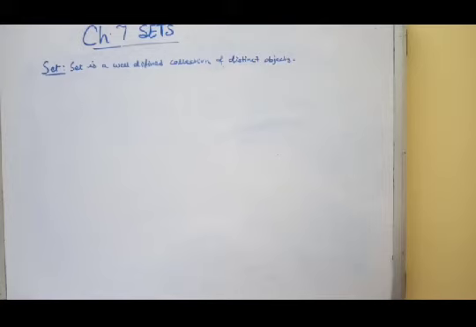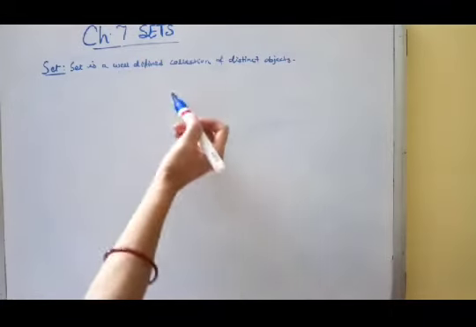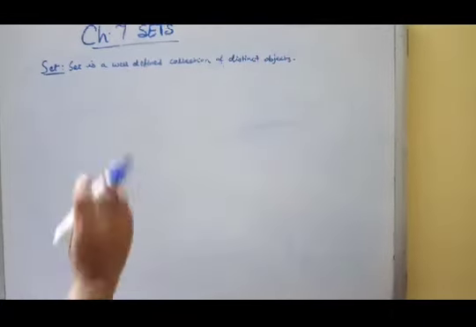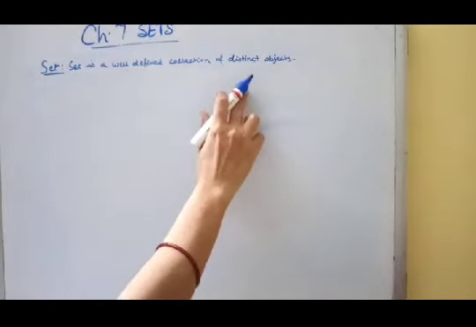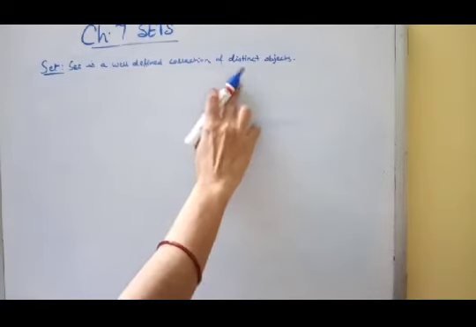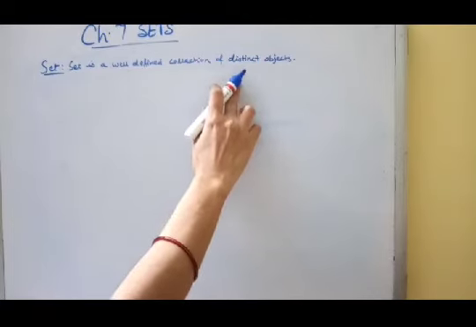about sets. We know that a set is a well-defined collection of distinct objects. So what are well-defined and distinct objects? Well-defined means the members of a set should be so precise that we should be able to identify them. And distinct objects means the elements are different from each other, or there should not be any repetition of elements in a set.